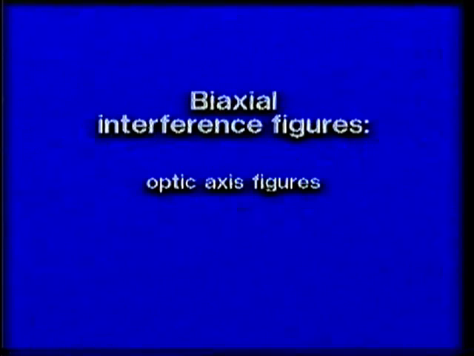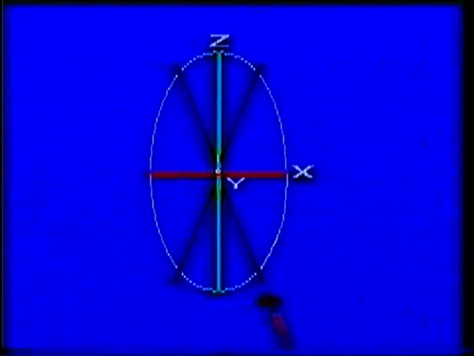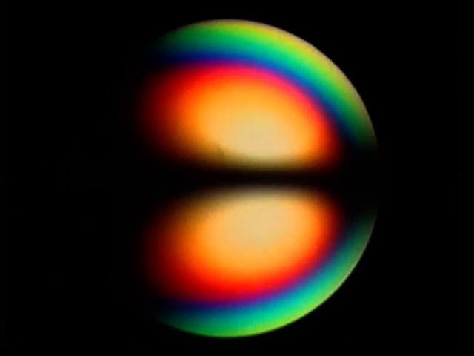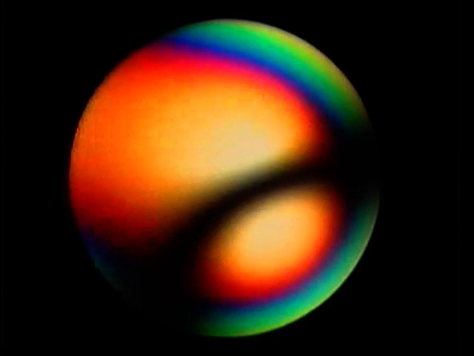Optic axis figures are the main interference figures we use to determine optic sign and 2V. In optic axis figures, light travels vertically upwards along an optic axis. Here's an example of an optic axis figure. Can you see that it represents part of a BXA figure?